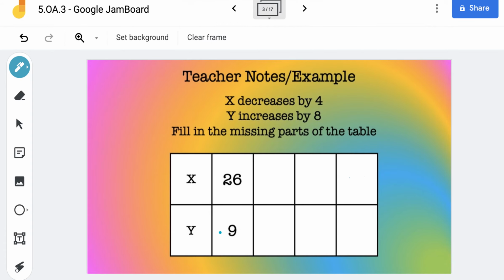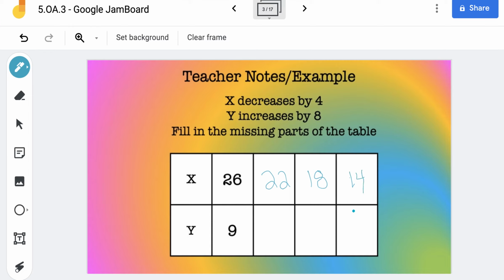All right. So here the rules are a little different. The x values this time are going to decrease by 4 while the y values increase by 8. Let's fill in the x values first. They're going to decrease by 4. So 26 take away 4 is 22. Then when I subtract 4 from 22, I get 18. And when I subtract 4 from 18, I get 14.